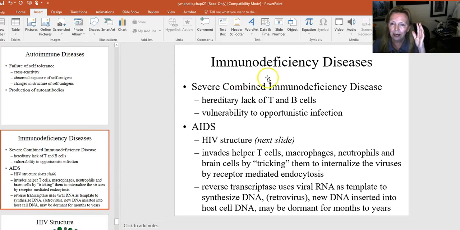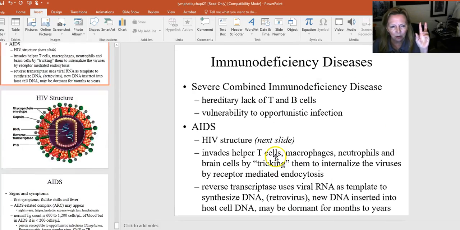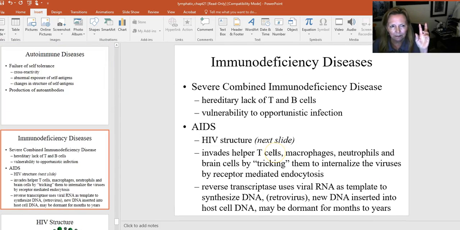But you can also have immunodeficiency disorders. And there are two types of immunodeficiency disorders, and I don't think they're listed here, but I'm going to tell you there's primary immunodeficiency disorders, and there's something called secondary immunodeficiency disorders. Primary immunodeficiency disorders are inherited.